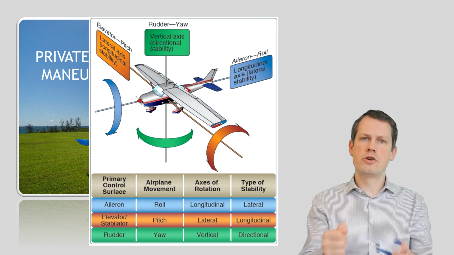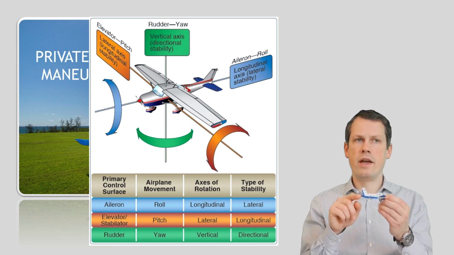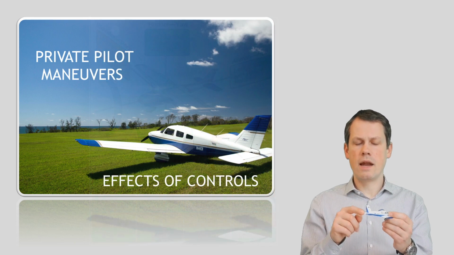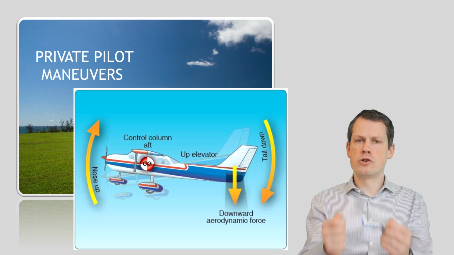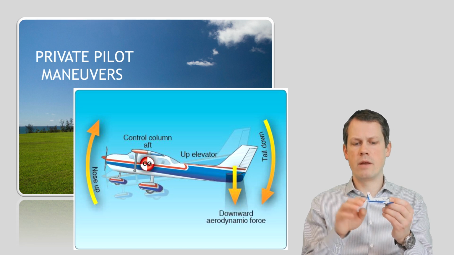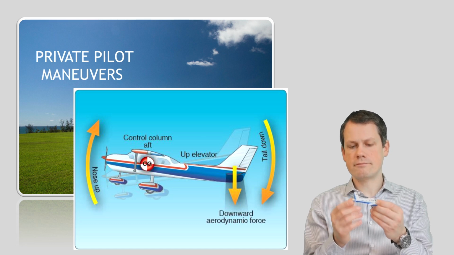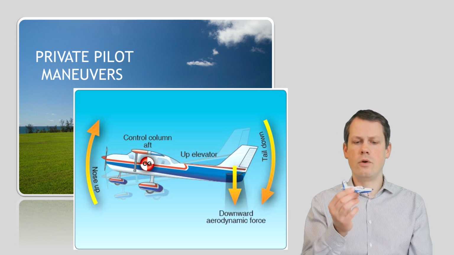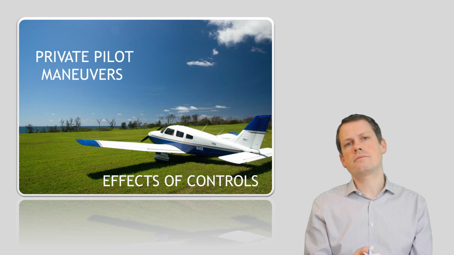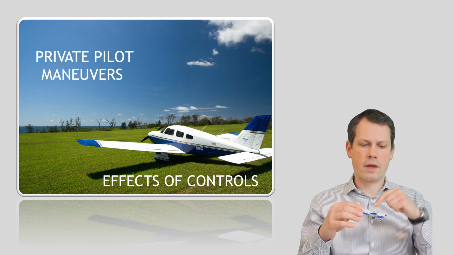If you pull back or push forward on the yoke or the stick, you'll actually deflect the elevator here in the tailplane. If you pull back, the elevator will move up. If you push forward, the elevator will move down. For example, if the elevator moves down, then the entire tailplane will generate more lift. It will move up, and the nose of the airplane will go down. So you have a movement around the lateral axis.